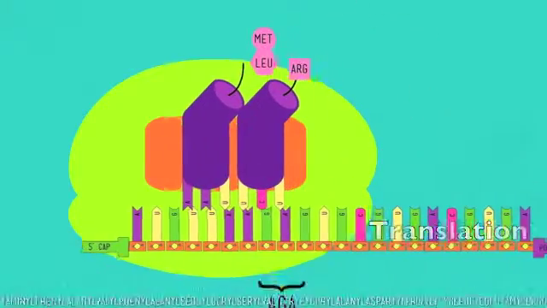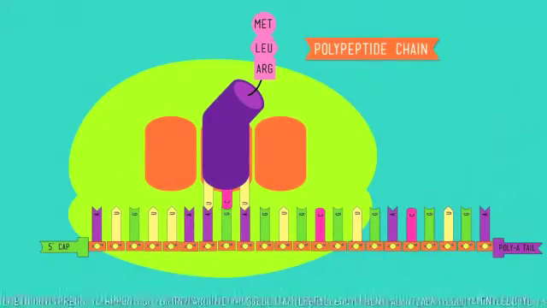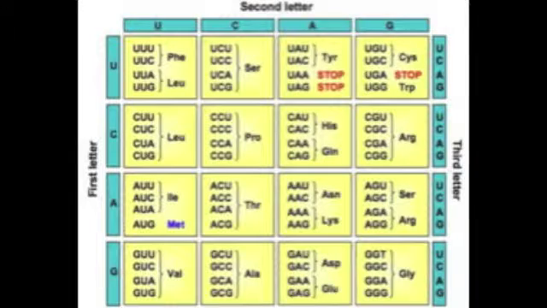Translation, as shown in this animation, depends on complementary base pairing between codons on mRNA and anticodons on tRNA, which are triplets of 3 bases, with 64 different codon combinations that translate for 20 amino acids. Different codons can translate for the same amino acid, therefore the genetic code is said to be degenerate. The order of the codons determines the amino acid sequence for a protein.